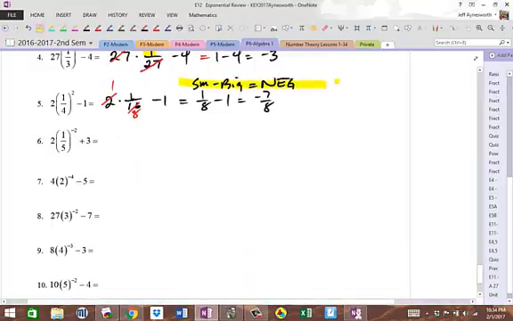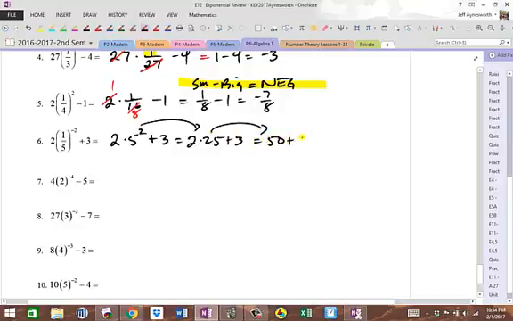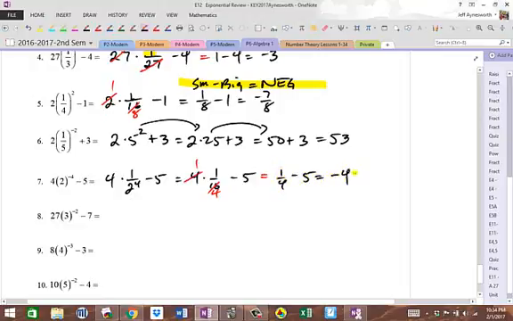Okay, next one. You get 2 times 5 squared plus 3. What's that? 2 times 25 plus 3. So that's 50 plus 3, and 53, right? Next one, 4 times 1 divided by 2 to the 4th minus 5. That's 4 times 1/16 minus 5. Simplify a little bit, and you get 1/4 minus 5, which is negative 4 and 3/4.